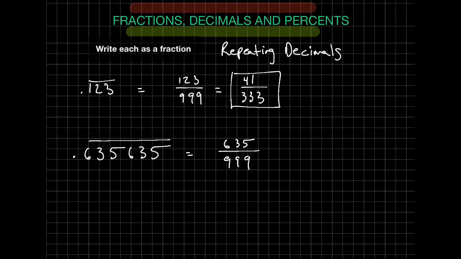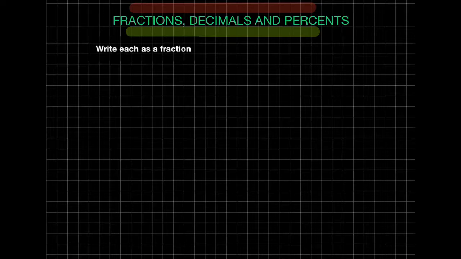So if you use your calculator, 635 divided by 999, you're going to get this decimal out. So yeah, this is how we're going to go ahead and write repeating decimals as fractions. So now I'd kind of like to show you the theory behind why that works.